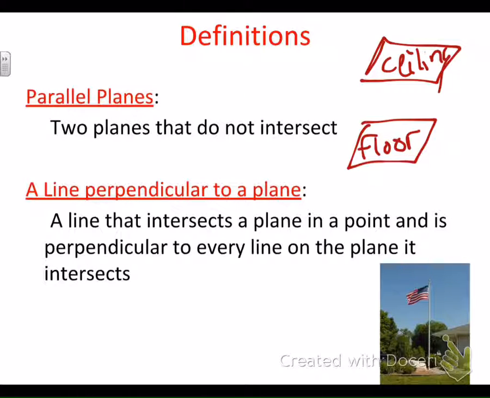Then a line perpendicular to a plane would be a line perpendicular to a flat surface. So like a flagpole.